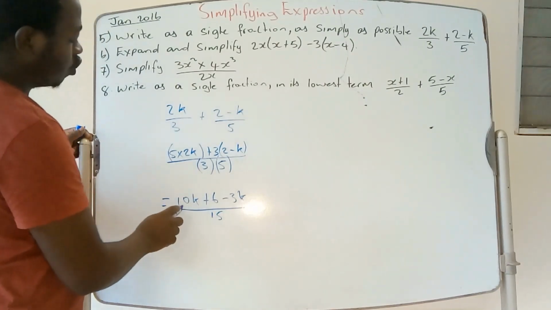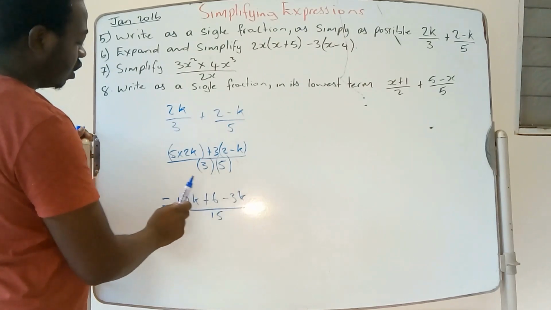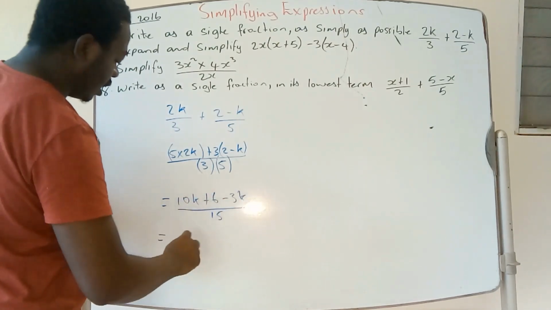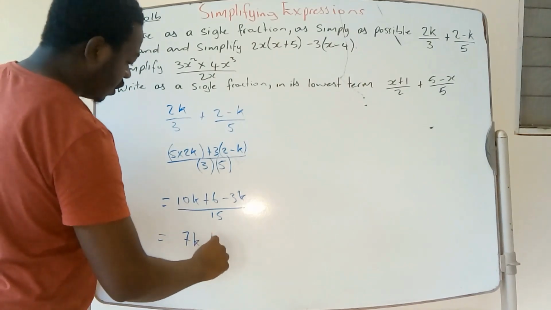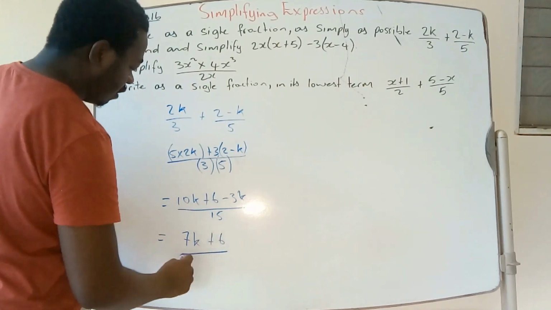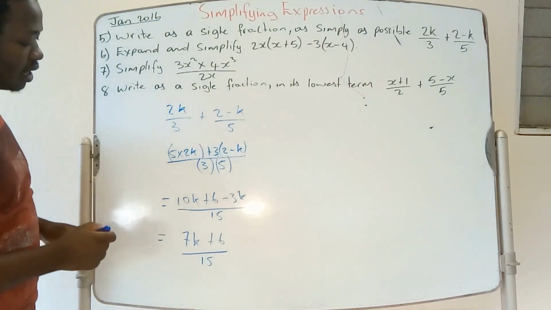Now you can group the like terms. You have a 10k and you have a minus 3k. So 10k minus 3k, that leaves you with 7k plus 6, all divided by 15. That's your final answer there. Alright?